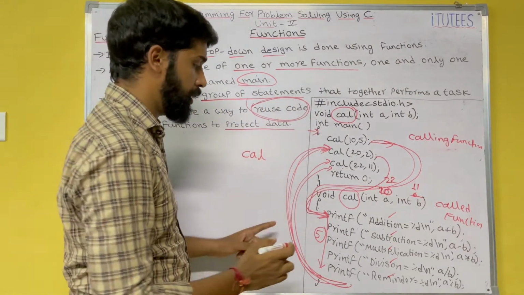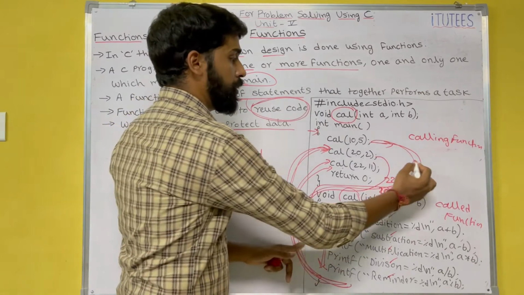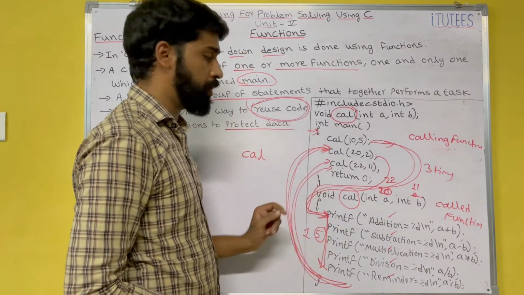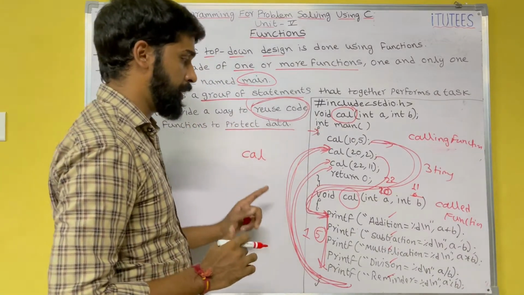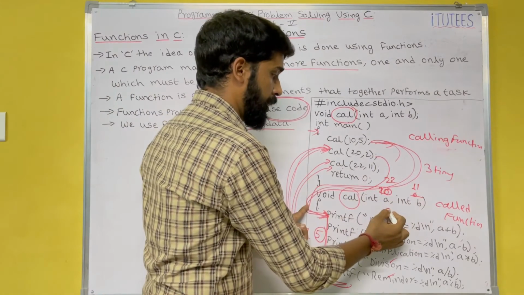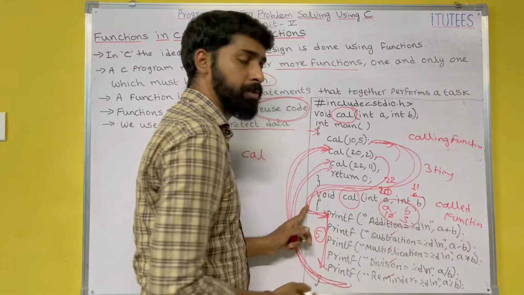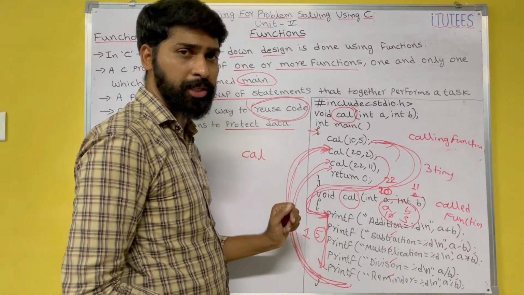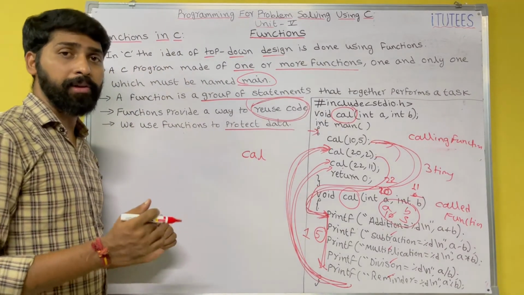That's it. Coming to this point, functions provide a way to reuse the code. Here, if you observe, we write the instructions one time, but we use them three times. We reuse the code, and we use functions to protect the data. In the first call, the a and b values are 10 and 5. Those a and b values are local to this function cal.